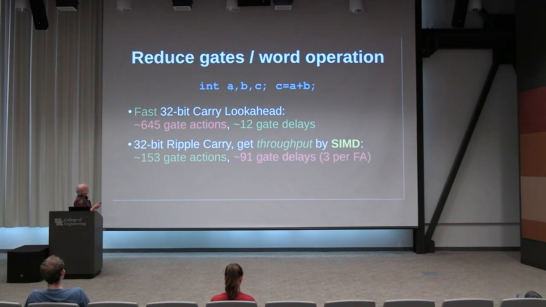If a and b are integers, they're typically going to be 32-bit integers in most implementations of C these days. And what it comes down to is that's going to probably be built with a carry look-ahead 32-bit adder. It's a standard way to build a reasonably fast adder. And it's going to take about 645 gate actions to do that a plus b operation, and it'll give you about 12 gate delays. Now, the 12 gate delays, I'm not really too worried about. That's a good number, but I don't like spending 645 gates on doing this.